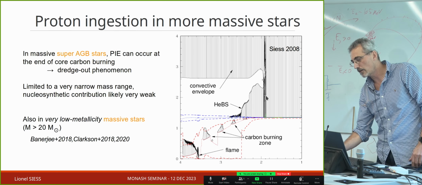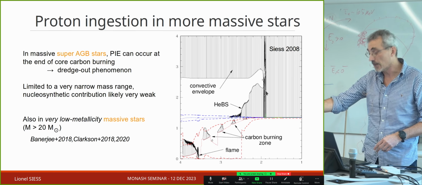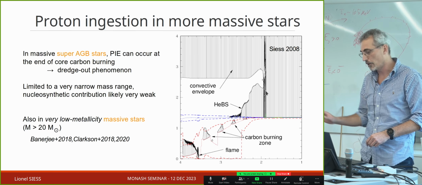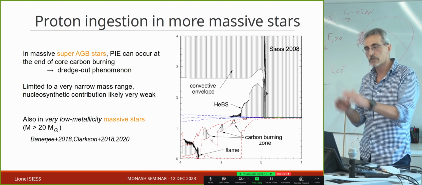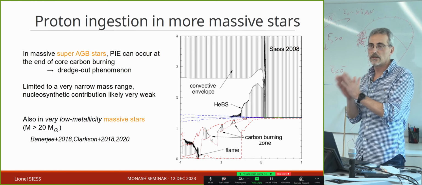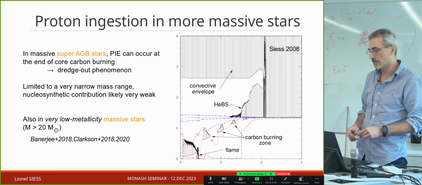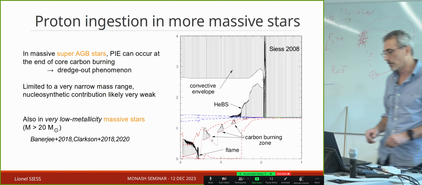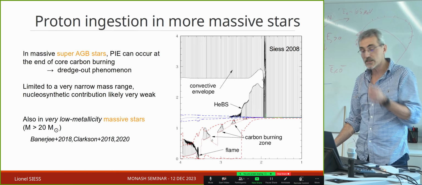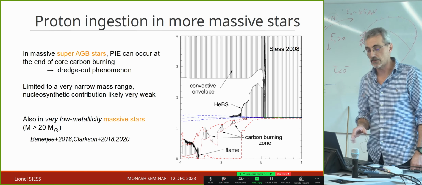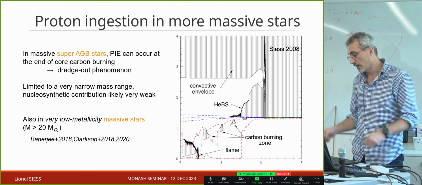And you see here there are a lot of lines, which means that the computation was quite tough, but that's where the proton injection takes place. That also happens in some super AGB stars, but it's really limited to a very narrow mass range. So you don't expect those stars to contribute to the production of these high process elements in a substantial way. And it has also been found in more massive stars, but at very low metallicity. So mixing of protons with the helium-burning layer.